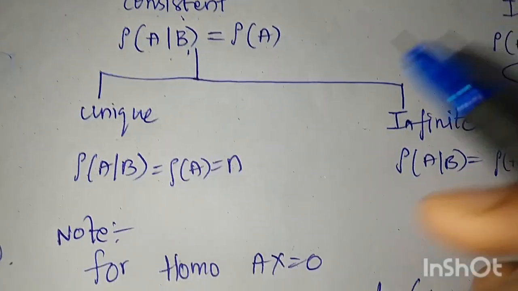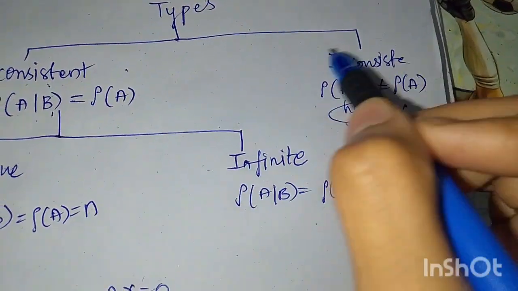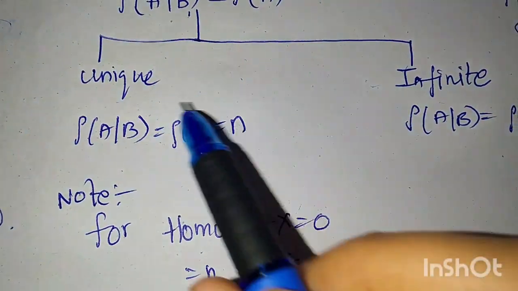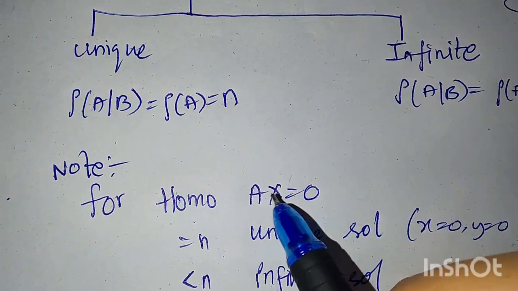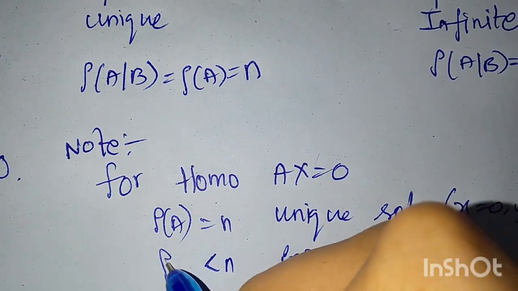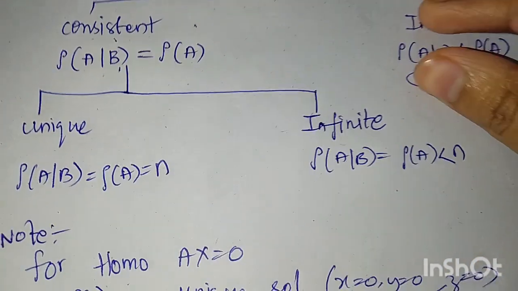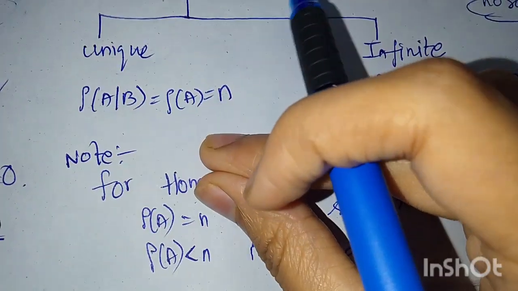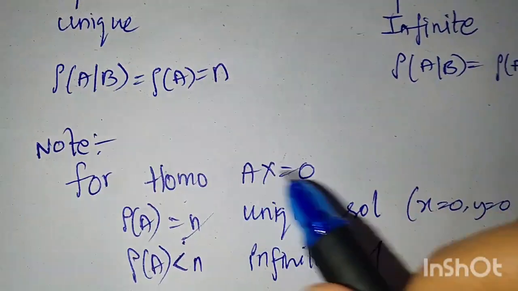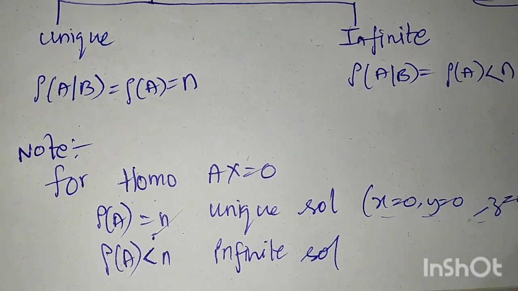There is no such case as inconsistency. Okay. So we have to see only these two cases. In homogeneous, it will be unique if rank of A is equal to n. If rank of A is less than n, it is infinite. So there is no such case as inconsistent in homogeneous. Either it is equal to n, then we'll have unique solution. That unique solution is also nothing but x is equal to 0, y is equal to 0, z is equal to 0. That's it. If it is less than n, infinite solutions we have to find.